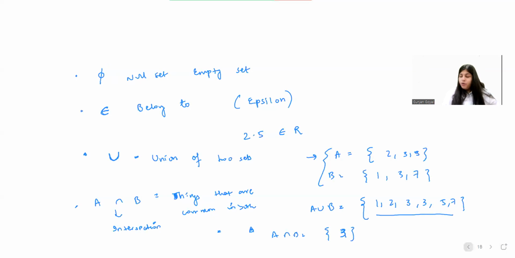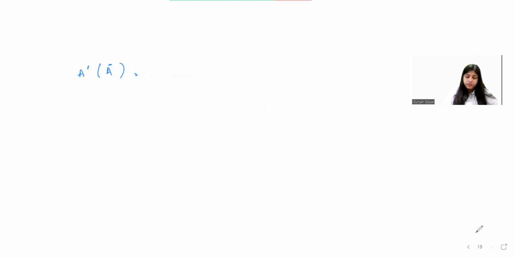We have the complement of a set as well. What does complement mean? A complement, or A bar, also it can be written. We don't write repeated numbers, but here I just want to show you that I've included both the sets. Since 3 is present in both, you can remove 3. We don't write repeated numbers. It's the same element.